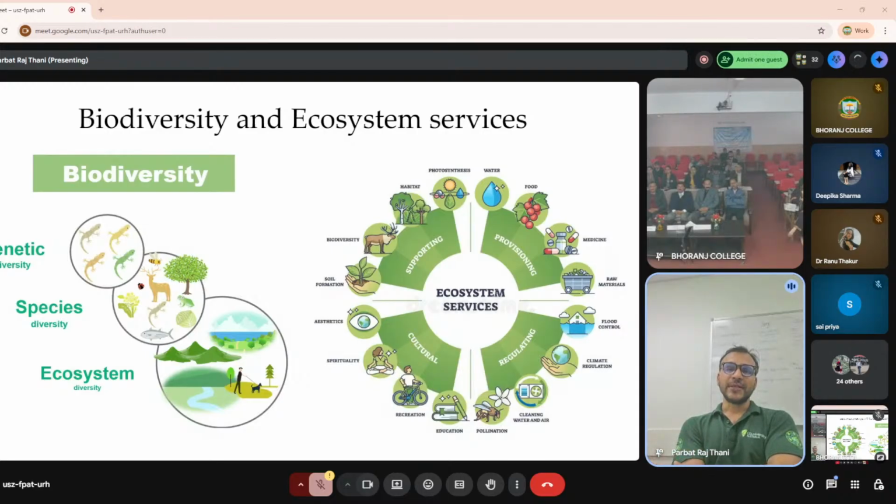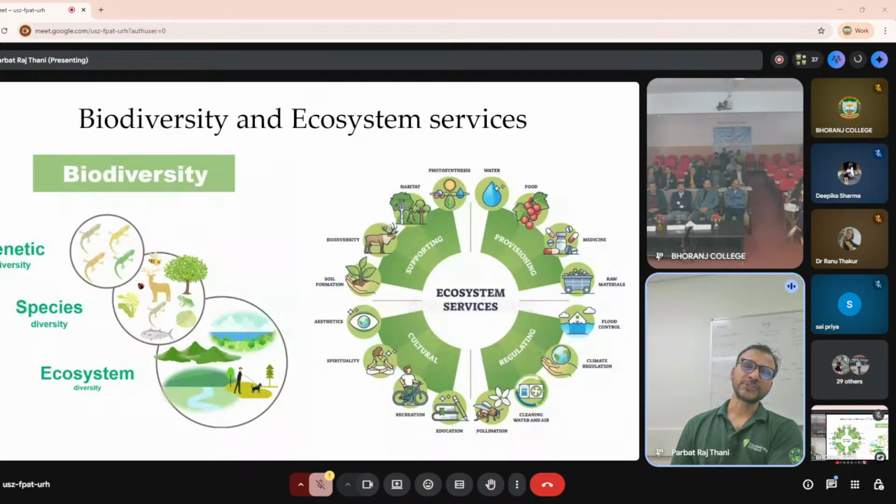Genetic diversity means the diversity in the races. As you can see in the picture, there are different races of the species that might be in different patterns genetically. Another diversity is species diversity. In the forest, we can find different types of species like deer, bear, tiger, and many other species, and even plants. So they are basically considered under species diversity.